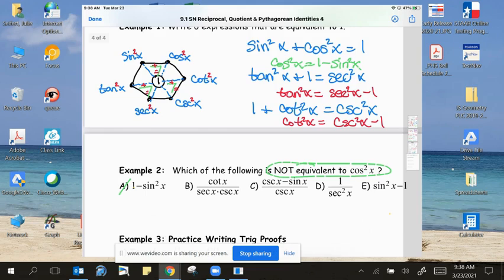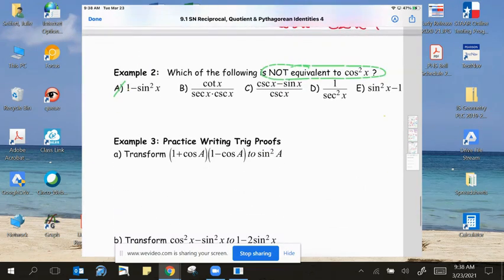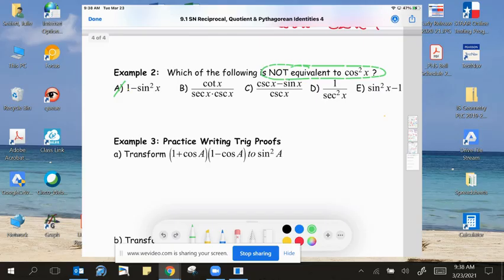Okay, then on B, cotangent x over secant x, cosecant x. Yeah, I'm going to simplify B up here. Okay, cotangent x is cosine x over sine x.